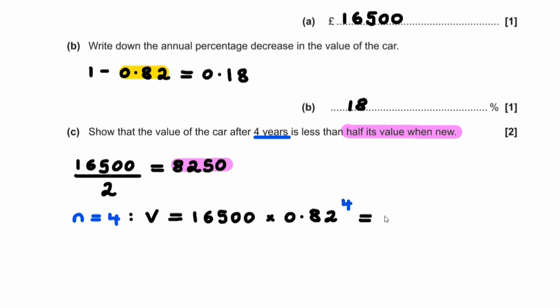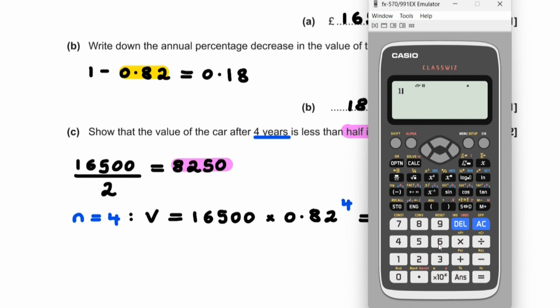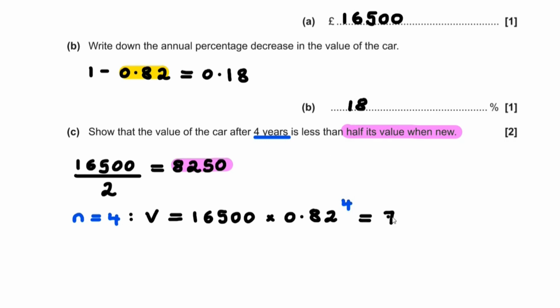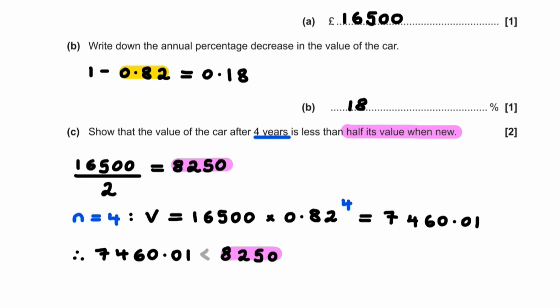So if I work this out, we have 16,500 multiplied by 0.82 to the power of 4, and it turns out we get 7,460.01, and therefore that 7,460.01 is less than the 8,250, hence shown.